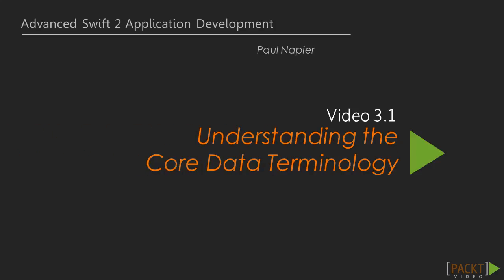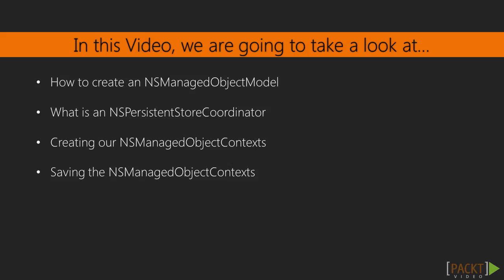So in this video, we're going to have a look at how we can understand the Core Data terminology. First of all, we're going to look at how we create an NSManagedObjectModel. And then we'll take a look at what exactly is an NSPersistentStoreCoordinator and what it means for your project. Then we'll have a look at how we can create NSManagedObjectContexts, both private and main queue. And finally, we'll look at how we save our objects onto the NSManagedObjectContexts.